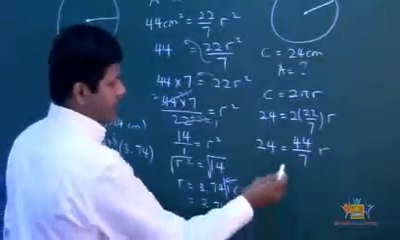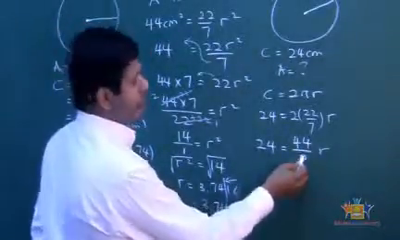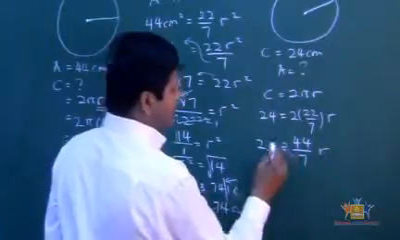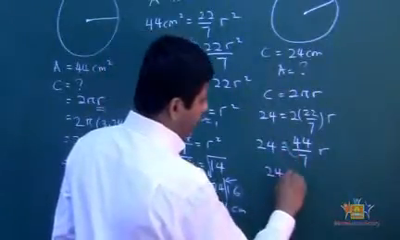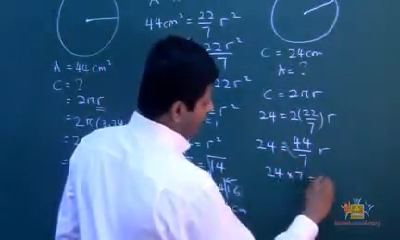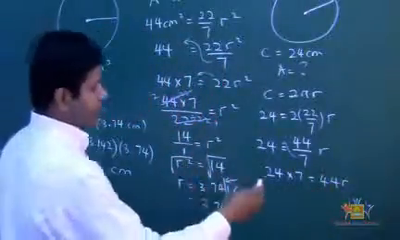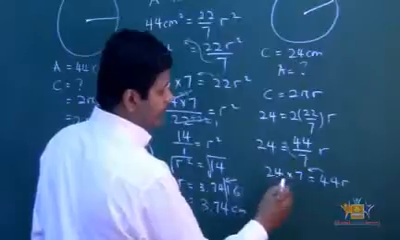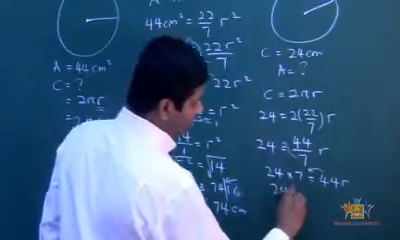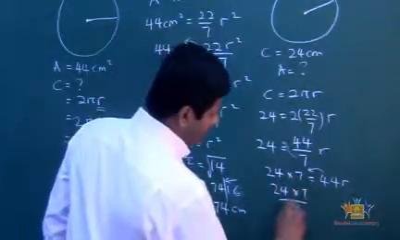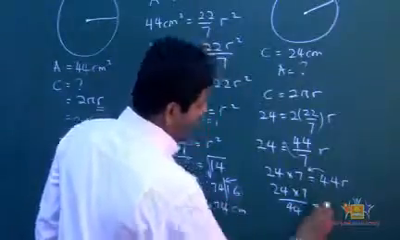I'm looking for r. Who has to go first? 7. What 7 is doing to r is dividing. Division across the bridge becomes multiplication. So 24 times 7 equals 44r. Now I take 44 across the bridge. 44 is multiplying, so across the bridge it becomes division. So 24 times 7 over 44 equals r.